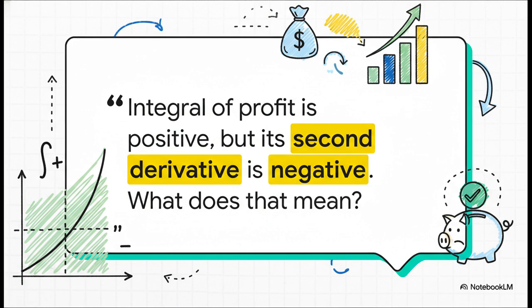What does that mean? Well, if the first derivative is the rate of change, the second derivative is the rate of change of the rate of change. It tells us about the shape of the curve. A negative second derivative means our profit is still going up, but it's growing at a slowing rate. The growth curve is starting to flatten out. This is a massive early warning sign that a strategist needs to see.